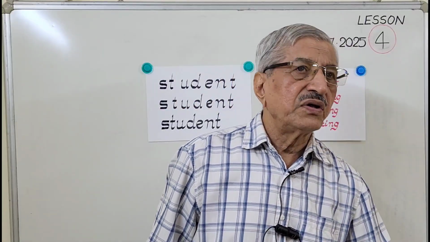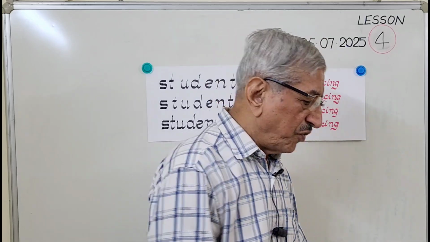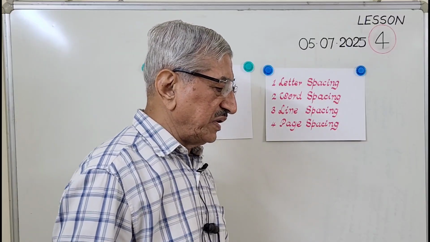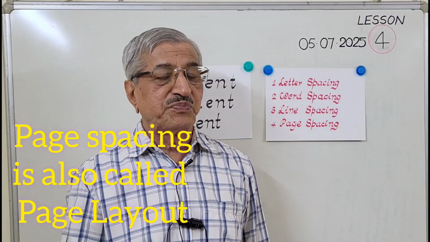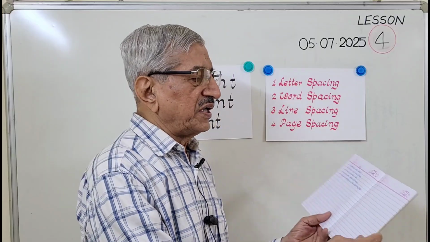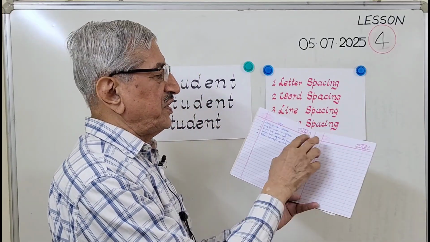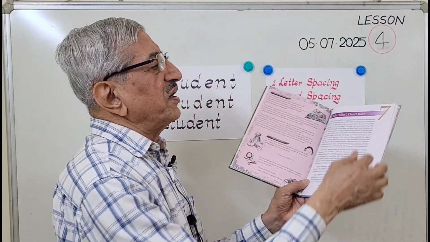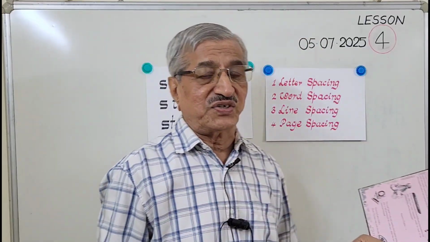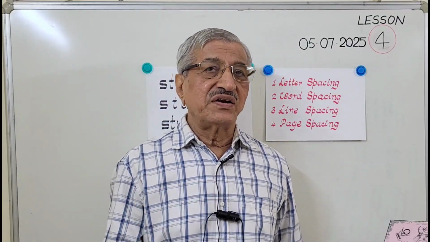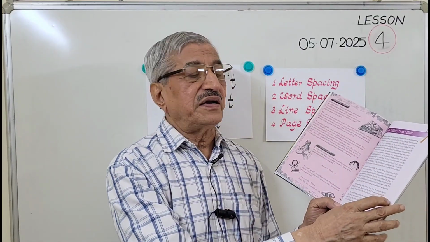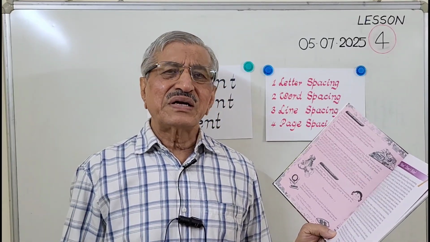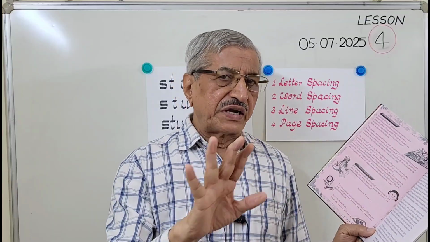Now look here. The 4th one is page spacing, we call it. Page spacing means how much space we leave in one page. In a notebook, there is already a gap. The top margin is there, the left margin is there. In printed books, there will be a right margin as well as a bottom margin. I have seen some children leave a right margin while they write, and even a bottom margin also. Then it looks good. You can do that also, but it is not necessary. These two are the minimum.